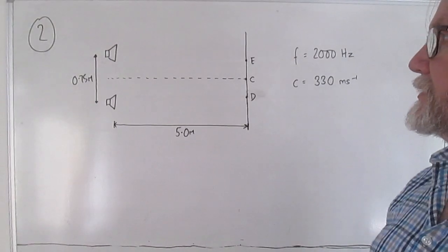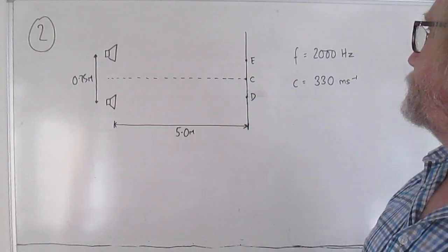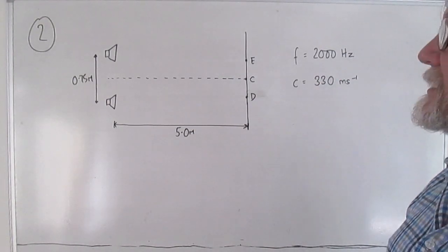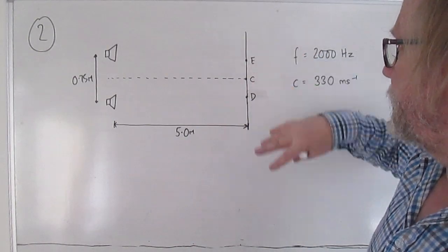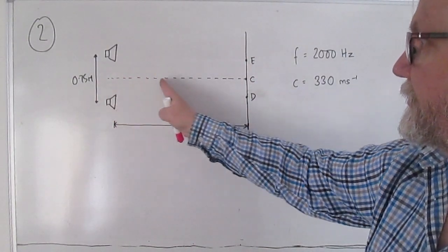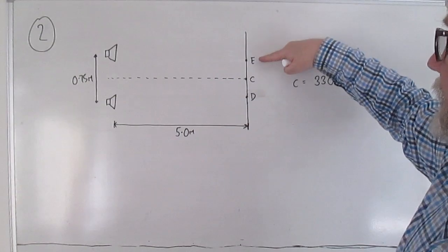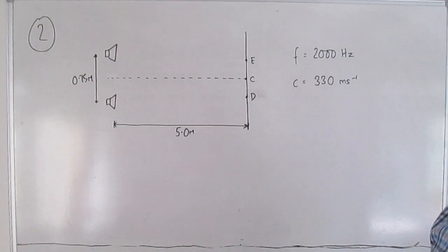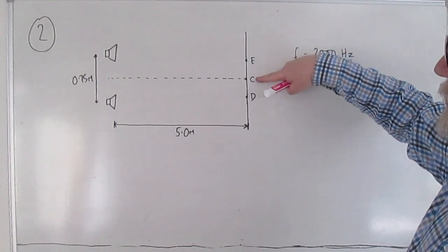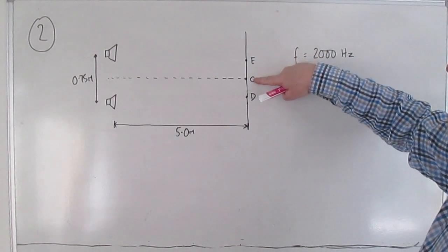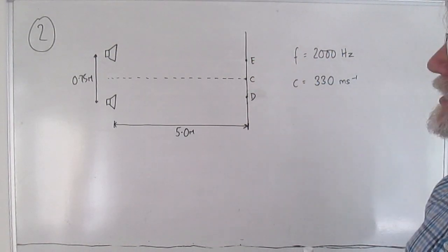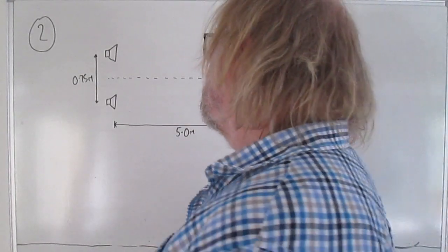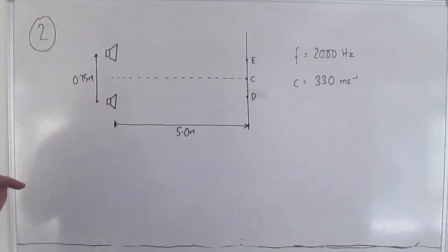So in question 2 we have this situation where we have two speakers both transmitting sound at the same frequency, and we have the sound travelling over this distance, and then these are points in space along that line. It's basically saying that if you stand at point C, you hear a maximum in the intensity of the sound, but if you stand at E or D, you hear a minimum. So the question is why? And what you have to think about here is the distance the sound has to travel.